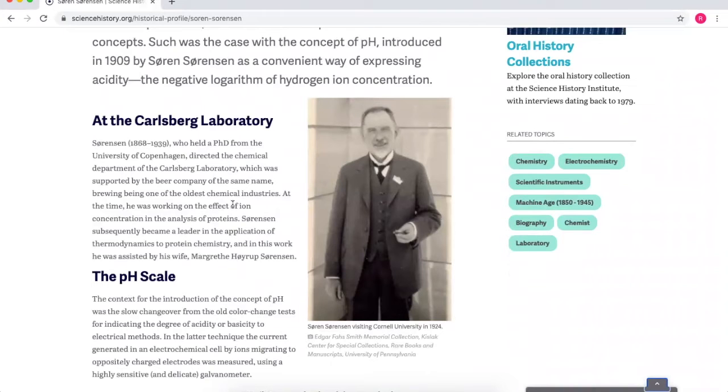This gentleman is Soren Sorensen. Not sure if I pronounced that right, but he was a scientist who worked in a laboratory funded by a beer company. So he was working on making better beers. He found out that the amount of hydrogen in the chemicals he was using actually mattered when making these liquids. So he lined them up from the most amount of hydrogen to the least amount of hydrogen.